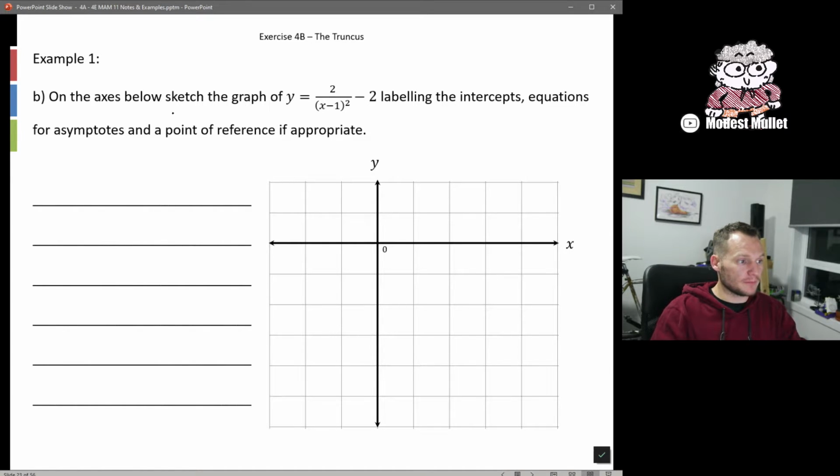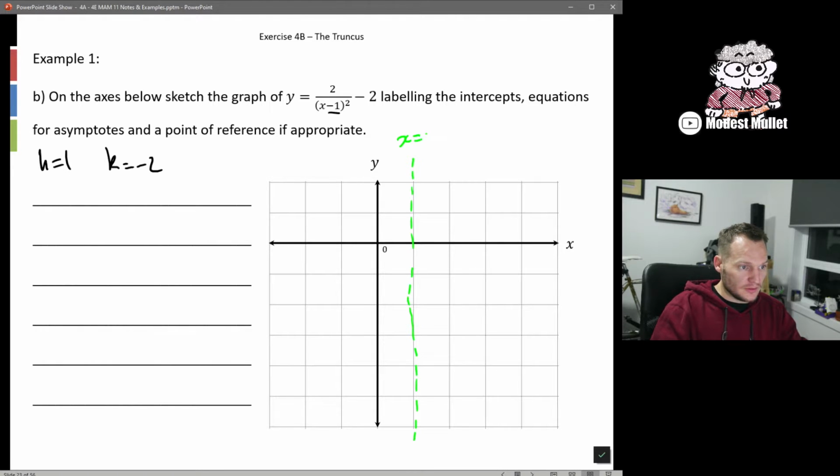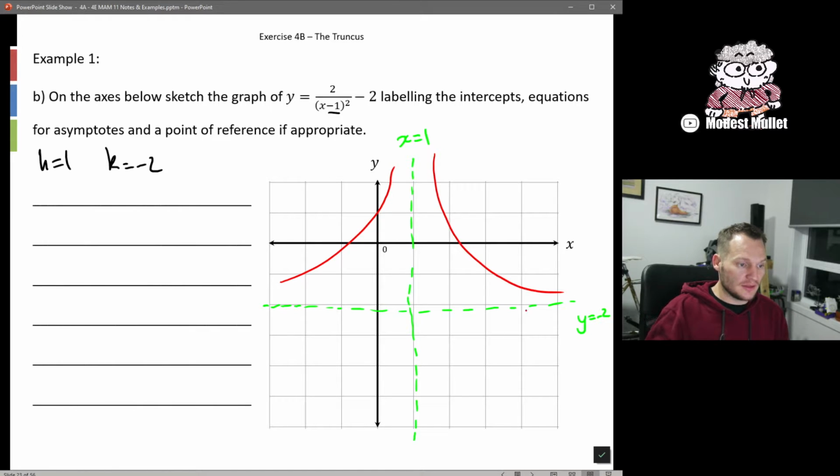Rightio, same thing again. On the axis below, sketch the graph of y equals 2 on x minus 1 all squared, minus 2. Label intercepts, equations for the asymptotes, and point of reference as need be. So straight away looking at this, I can see h is equal to 1, switching the sign for h, and k is equal to negative 2. So I'm going to put my asymptotes in straight away. Since h is 1, the asymptote is moved over to 1. So that's x equals 1, and y is equal to negative 2. I'm going to put that in there. Again, I'm going to sketch in a really rough line, something like that.